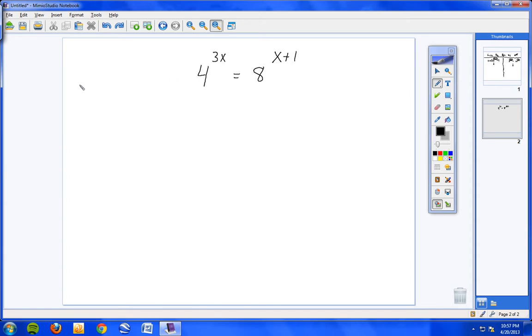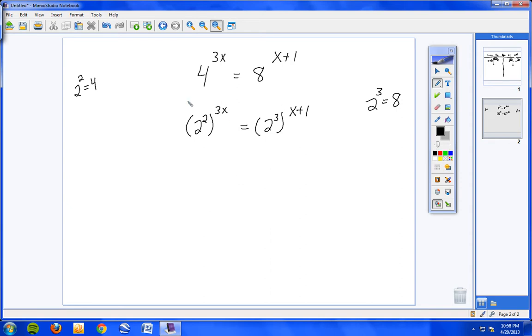Well, everybody knows that 2 squared equals 4, right? So where the 4 is, I really could just substitute 2 squared and then bring down your 3x. And really everybody should know that 8 is the same thing as 2 to the third power, 2 times 2 times 2. So where the 8 is, I could substitute 2 to the third power and then bring down your x plus 1. Do you see what I've done there? Just a simple substitution. Now, Mr. Erhart, how did you know to do that?